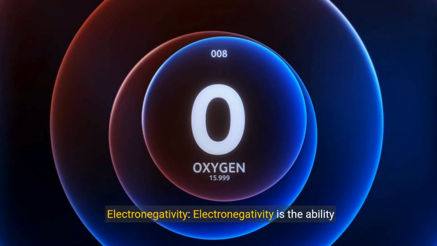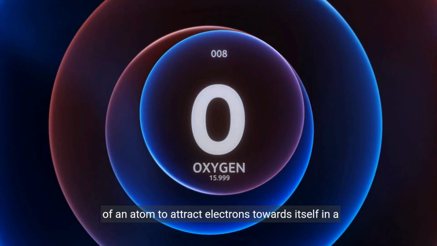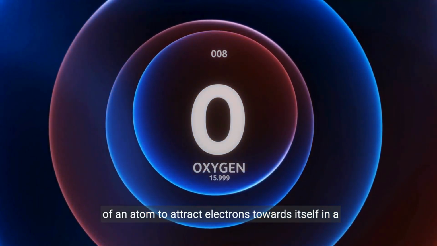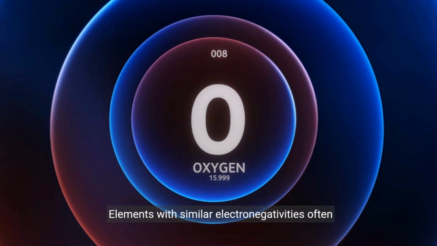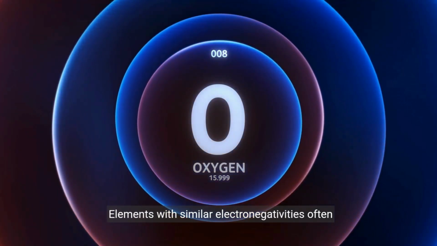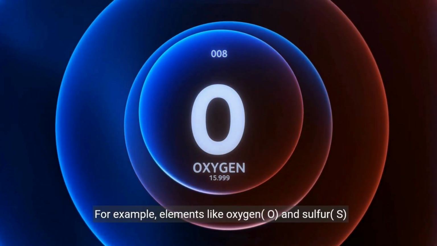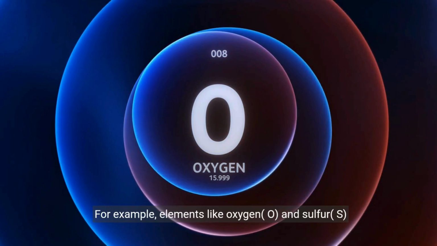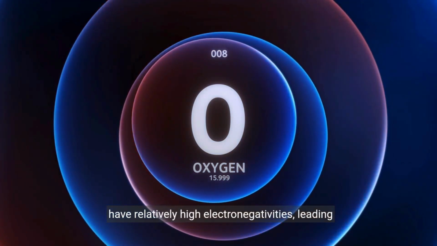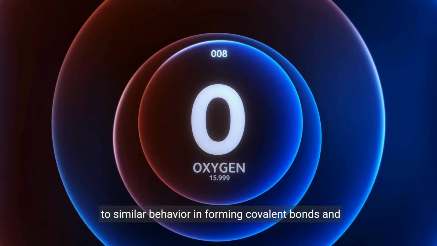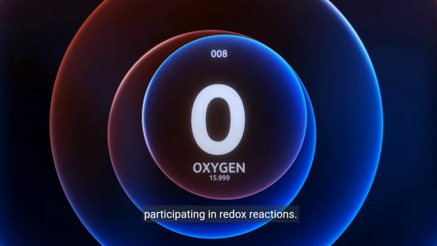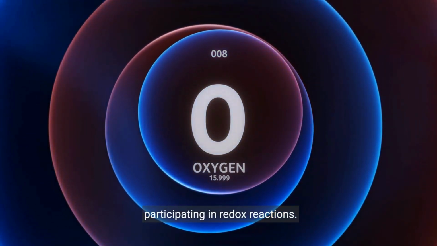Electronegativity. Electronegativity is the ability of an atom to attract electrons towards itself in a chemical bond. Elements with similar electronegativities often exhibit similar chemical properties. For example, elements like oxygen, O, and sulfur, S, have relatively high electronegativities, leading to similar behavior in forming covalent bonds and participating in redox reactions.